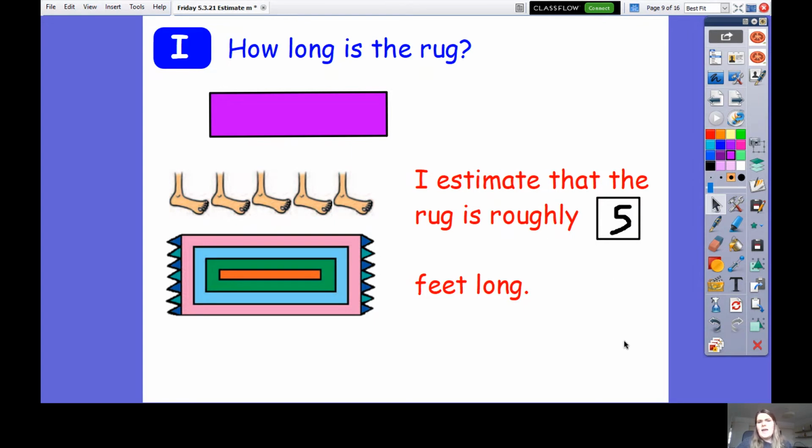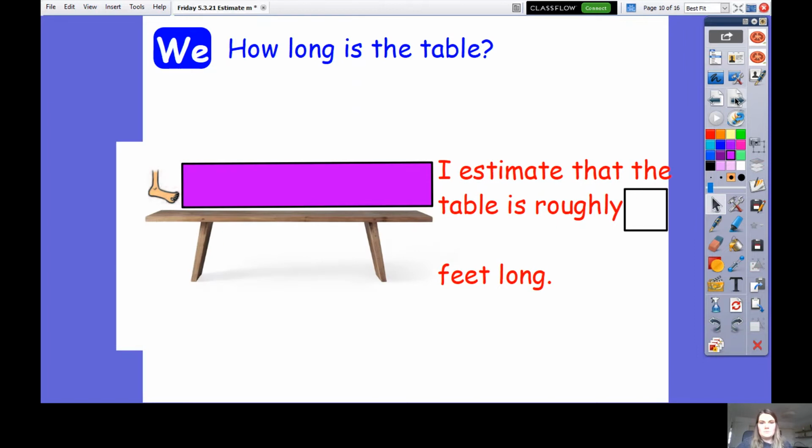Fantastic. Would 10 be a sensible guess for this rug? No, it wouldn't. Why would it not be a sensible guess? Well, because it would bring us far longer than the rug. Well done. Fantastic. Okay. Now this is a table. If you look at my foot there, this table is definitely longer than that rug. Okay. So having a think about my foot, how many feet long do we think the table might be?